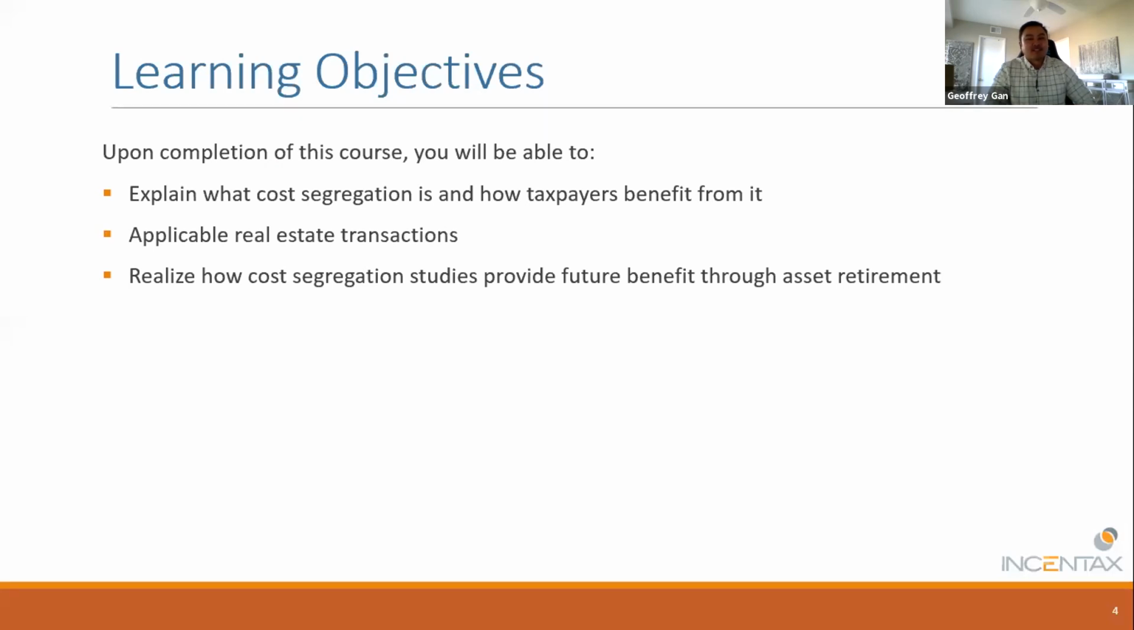There are some exceptions, and we'll go over those, but in large parts, residential investment properties like single family rental homes, as well as commercial properties generally qualify. And we'll talk about a secondary benefit of cost segregation studies that often gets overlooked, which is asset retirement studies.